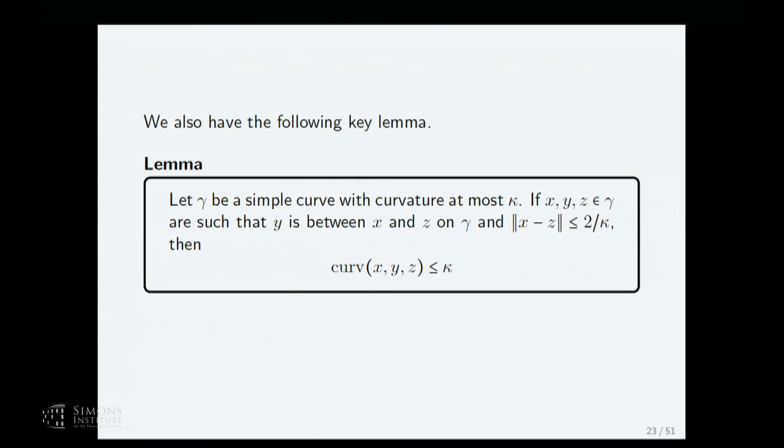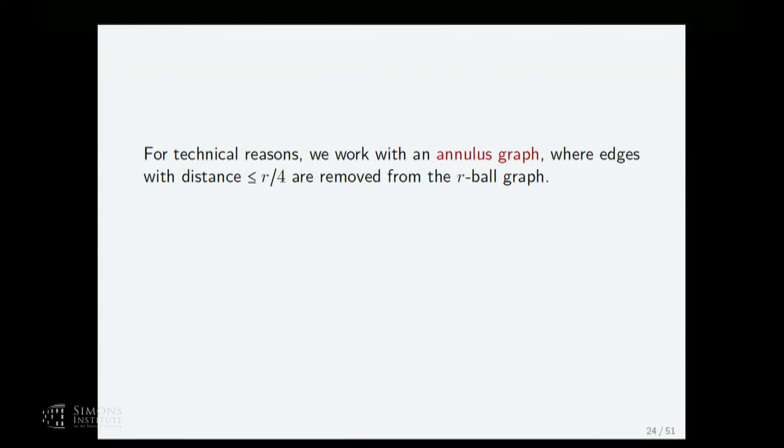And this one was non-trivial, at least for us. For technical reasons, we worked with an anonymous graph. The graph typically is defined, well, the one I defined before was the R-ball neighborhood graph, so you connect two points if they are within distance R. But here we do some sort of regularization where we remove the inner ball of radius r over 4. So we don't connect points if they are at a distance r over 4 or closer. It's as if you take the r ball neighborhood graph and regularize it by removing the very short edges.